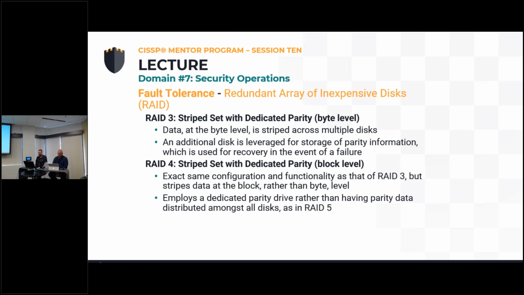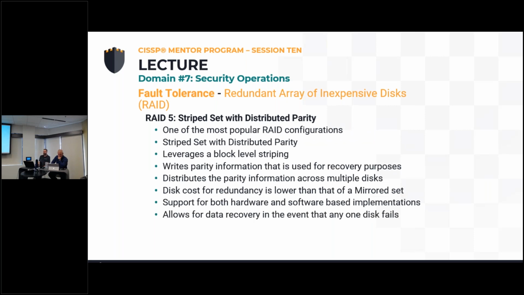RAID 3 is your, again, stripe set with dedicated parity at the byte level. So data at a byte level across multiple drives, and then it has that dedicated parity disk. RAID 4, stripe set with dedicated parity at the block level. So 3 is byte level, 4 is block level, exact same behavior, just how they're doing the writing.